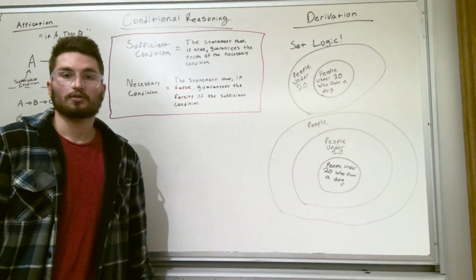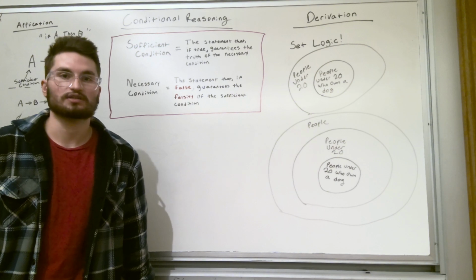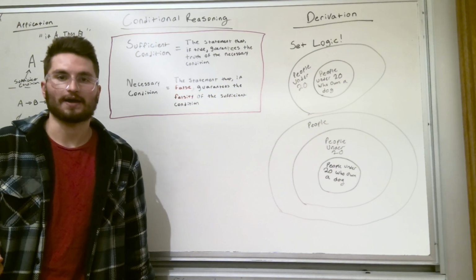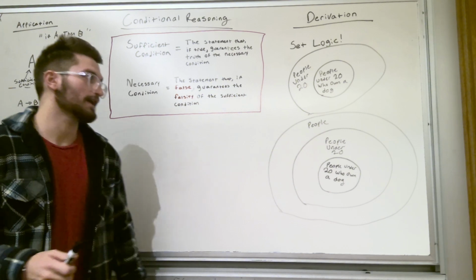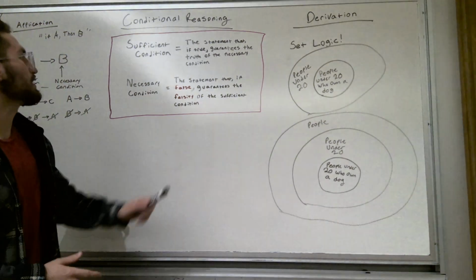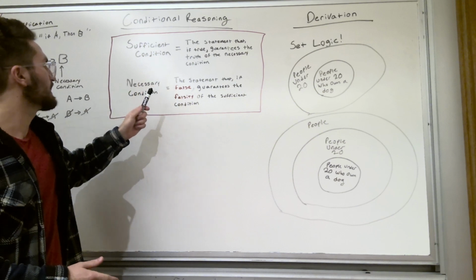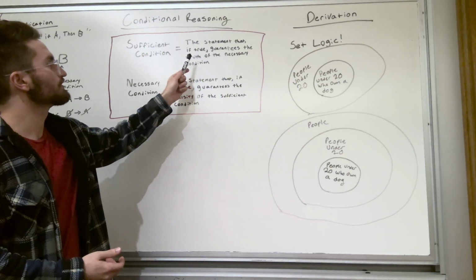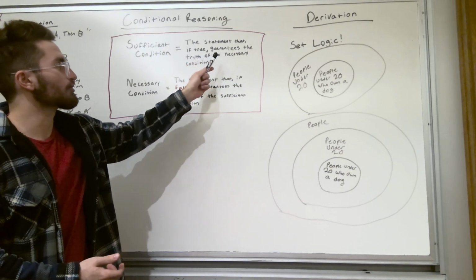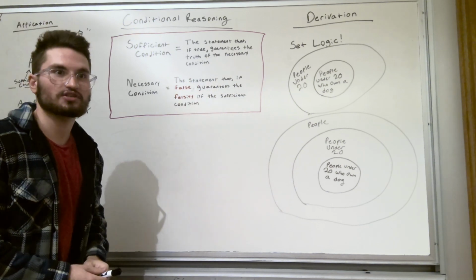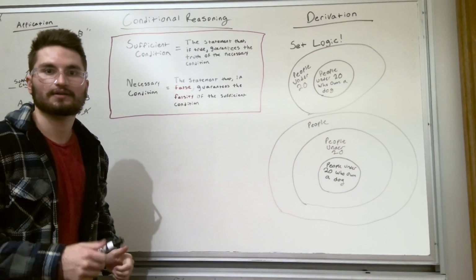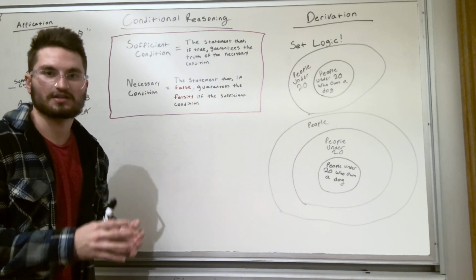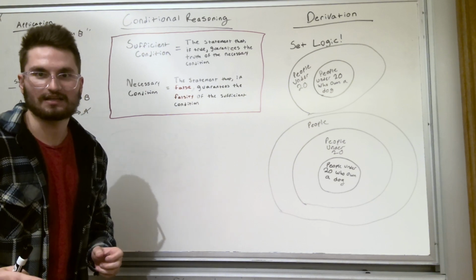So, long story short, conditional reasoning is basically just the logic of if and then. If X, then Y. That's really what it comes down to. And it's made up of two parts. It's made up of something called the sufficient condition and of something called the necessary condition. And the sufficient condition is a statement that if it's true, it guarantees the truth of the necessary condition. So, an example, like if X, then Y, X is going to be the sufficient condition because if X is true, then it's guaranteed that Y is going to be true.